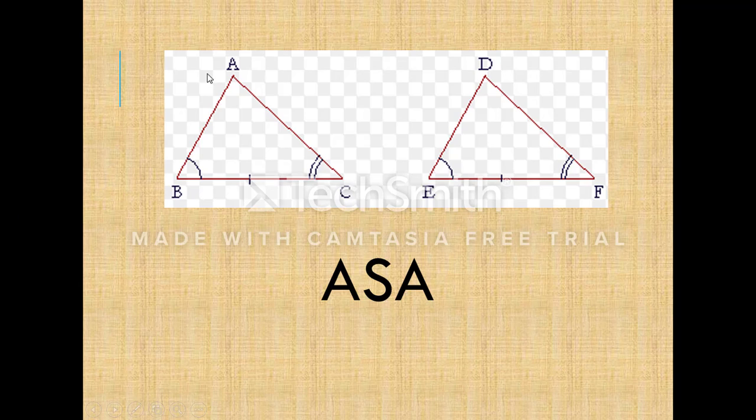Notice that there are 2 triangles. How do I know that they are congruent? Well, angle B matches up with angle E, angle C matches up with angle F, and segment BC matches up with segment EF, or side BC matches up with side EF. Now, if these angles match up with 2 angles here and a side matches up with a side here, this is enough information for me to conclude that the triangles are congruent because they match. Therefore, I can say triangle ABC is congruent to triangle DEF because of the ASA postulate, which stands for angle, side, angle.